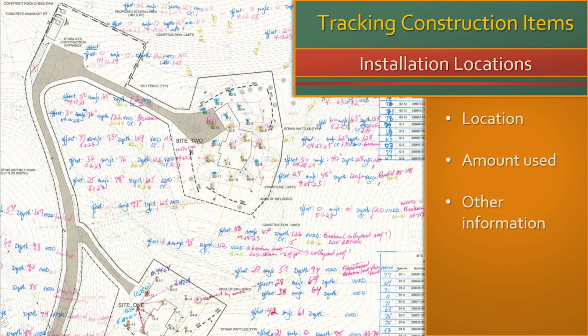where each item is installed, how much was used at each installation, and any other information pertinent to the construction item. This may be completed in several ways, which include, but are not limited to, Excel spreadsheets, field notebooks, or by marking directly on the project plans. Inspectors must store all field documents in a way that they can easily be shared with the department.